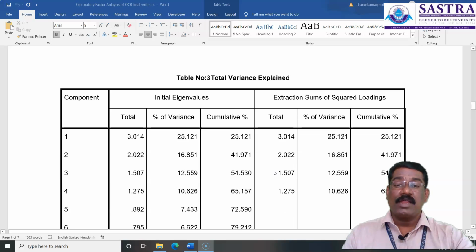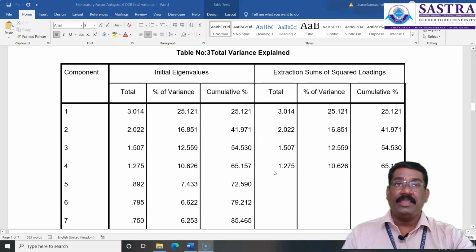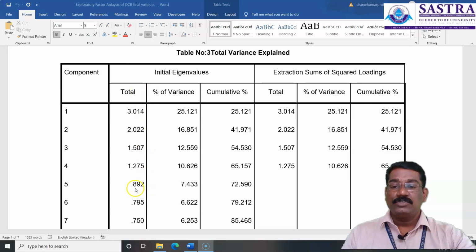Next, table number 3, total variance explained. When you look at it, you can see how many factors have emerged. You have to check whether the initial eigenvalue is more than 1. We got 4 components with initial eigenvalues above 1, while the rest, from 5, 6, 7 onwards, are not more than an eigenvalue of 1. So we can conclude that we have extracted 4 factors or components.